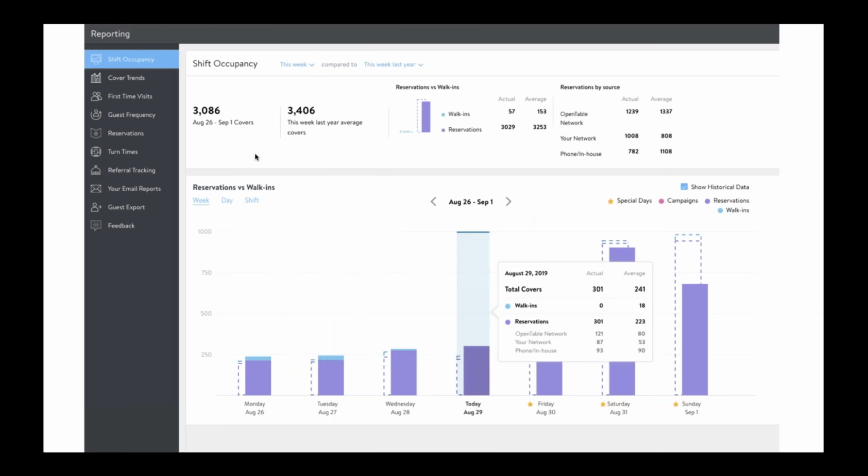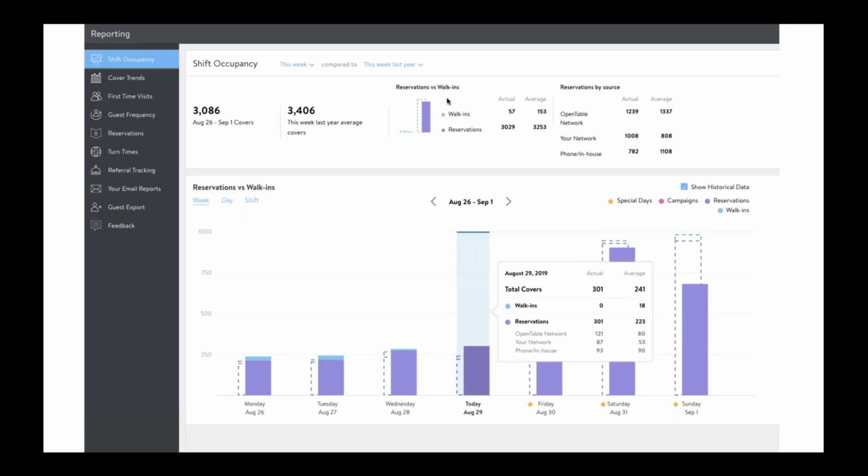So this particular restaurant is saying, this October 26th to September 1st, I have 3,086 covers. And the week's average for last year, we're getting 3,406. So what we're doing so far this year, we're just short of it, about 320 covers short. However, we still have 3 more days to go. So we're actually doing quite well when you're looking at the numbers here.